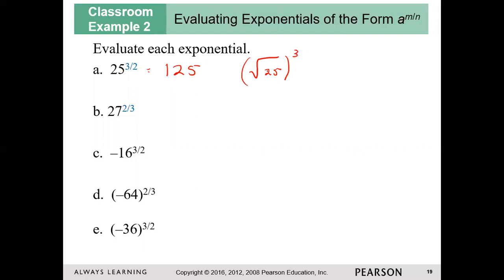So the square root of 25 is 5 raised to the power of 3, and that is going to be 125. So that's the idea of how you're going to get 125, or of course, you're just going to type this into the calculator and get it. Again, over here, cube root of 27 is 3. 3 squared is 9, and that's all she wrote.